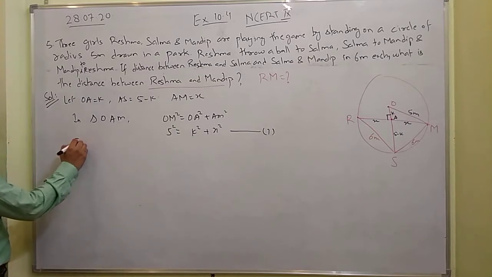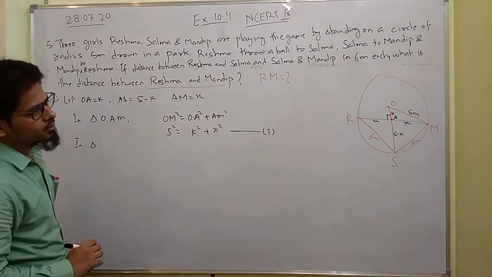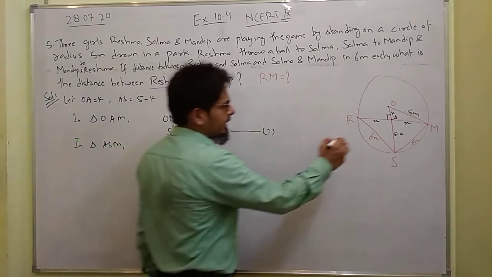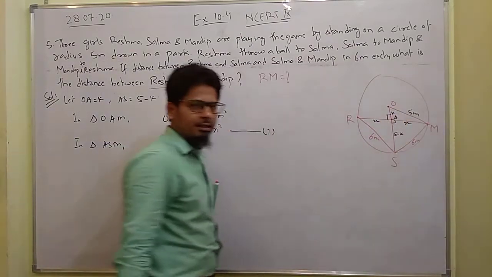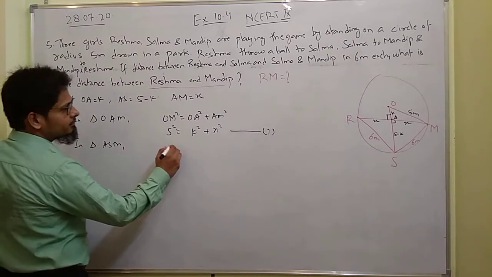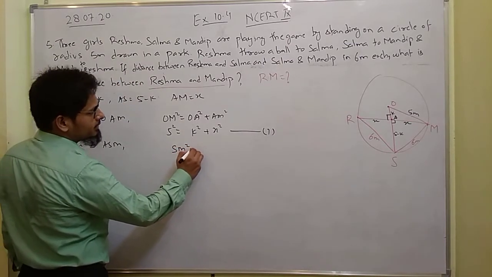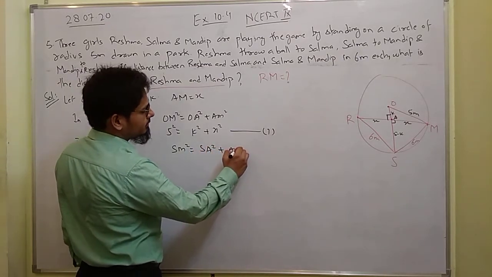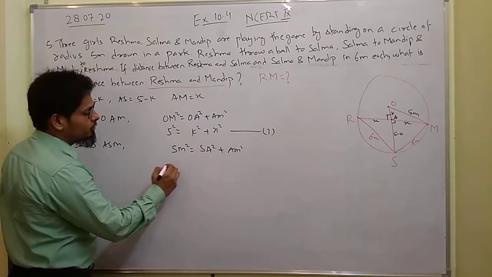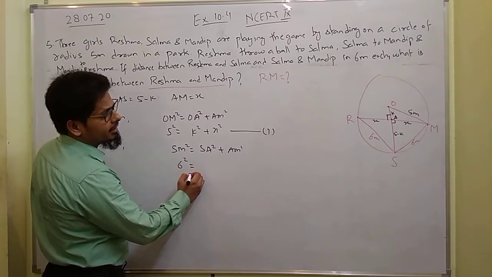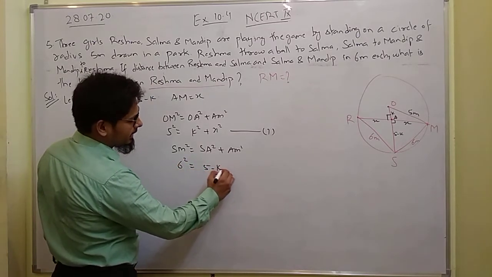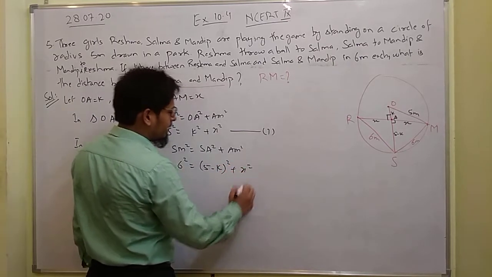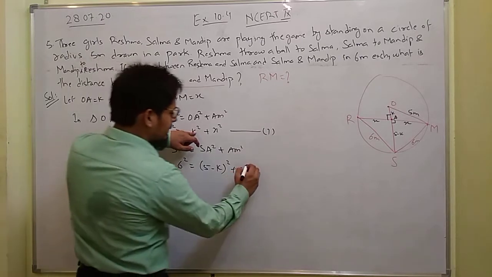Now in triangle SAM, it is also a right angle triangle, angle 90. So we are applying Pythagoras theorem, and it will be SM square is equal to SA square plus AM square. Clear? Now put the value: 6 square, SA is 5 minus K of whole square plus AM is X square. It is equation number 2.